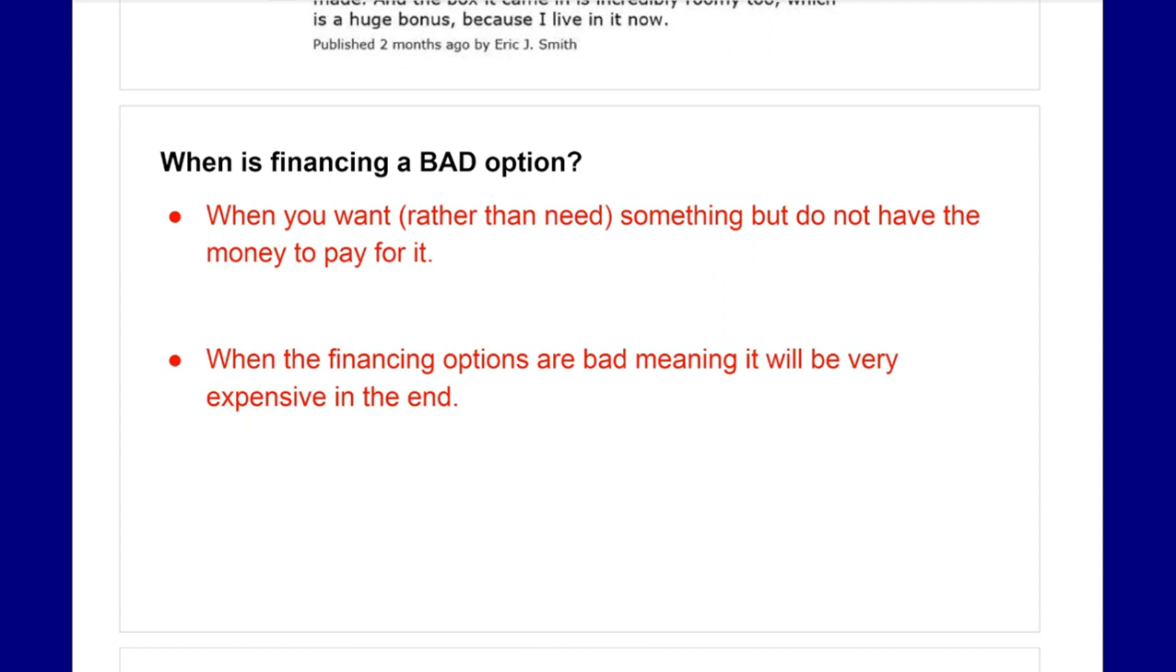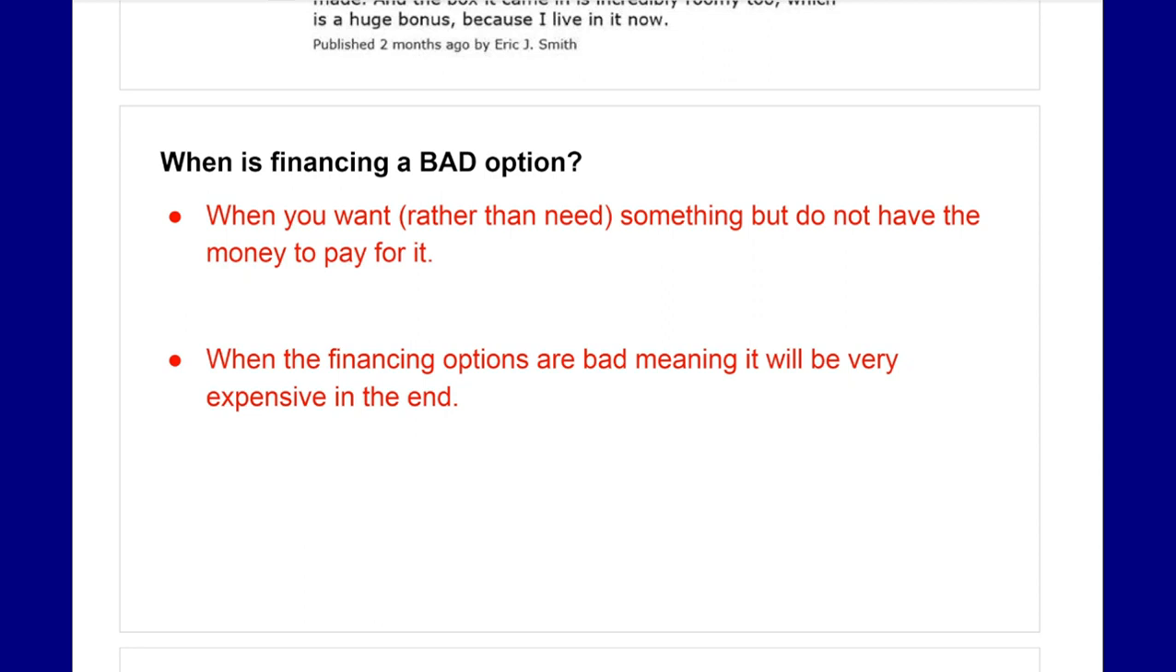When the financing options are bad, that means it will be very expensive in the end. Some companies know that you're stuck, or some businesses know you might be stuck. So you might be paying a lot more, or the payments might make your item more expensive in the end, which might make it not worth it. Unfortunately, that's kind of the crummy side of some of these businesses, or the idea of financing. They have the money. They know not everyone does, so they kind of prey on that.